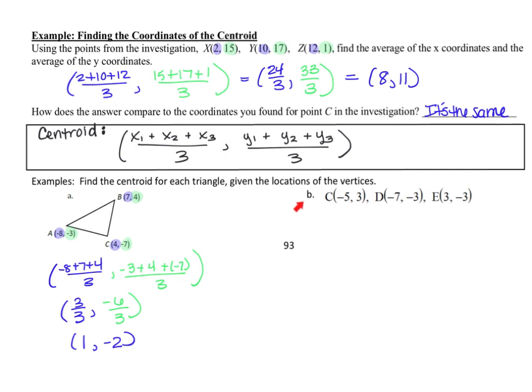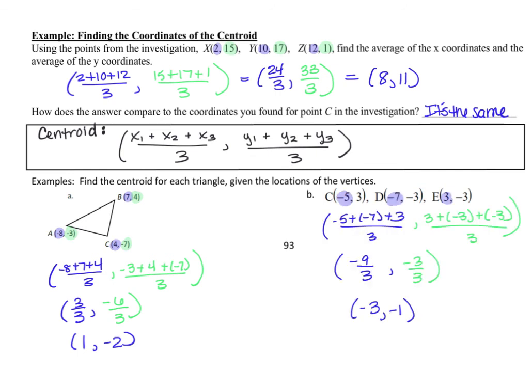Go ahead and try to do letter B on your own. Pause the video, work it out, and then unpause the video to check your work. You should have had -3, -1 for your answer. You add these x coordinates together, you get -9, divide by 3, it's -3, and then you add all the y values together. Notice you have some opposites here, so 3 and -3 is 0, which leaves you with -3 divided by 3, which is -1 for the coordinates of your centroid.